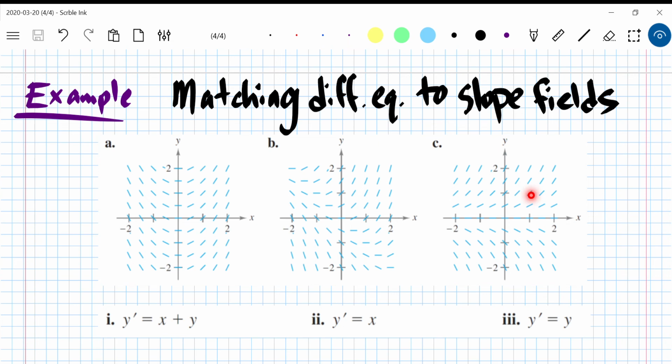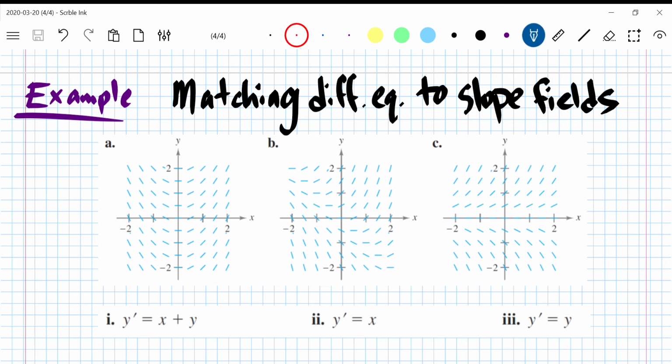What do we have for 1, 1? This one has a slope of about 1. This one has a slope of about 2. This one has a slope of about 1. So I'm probably not going to pick 1, 1 because they're not that different from each other. Looks like right here I have a slope of 0, I have a slope of -1, and I have a slope of +1. So I'm going to pick the point 1, -1, and I'm going to use that point to figure out which graph goes to which differential equation.